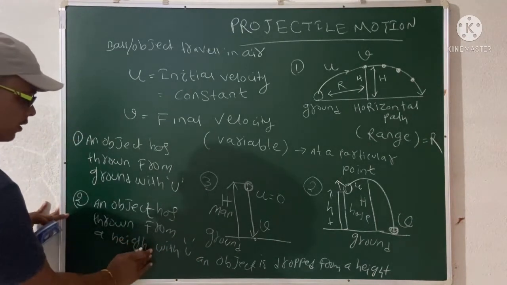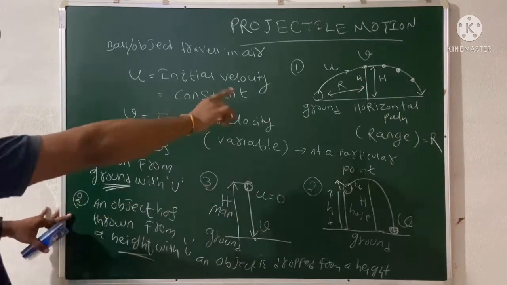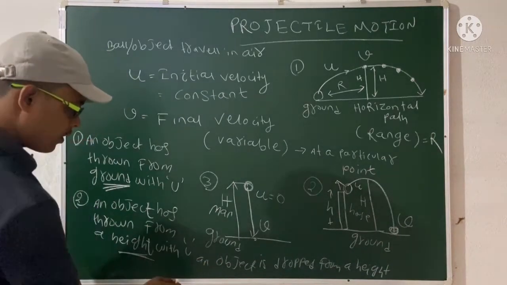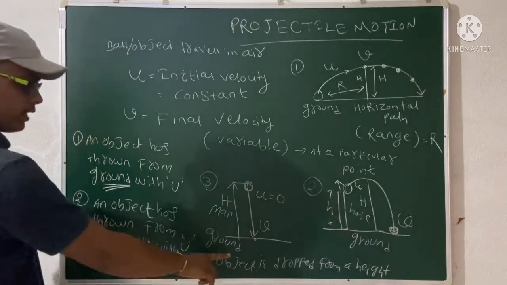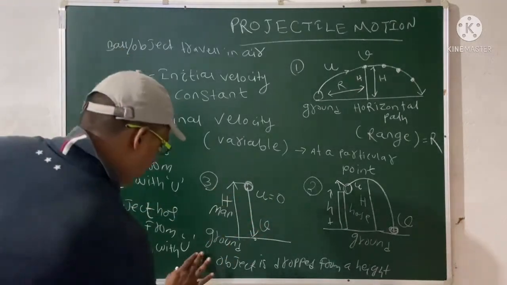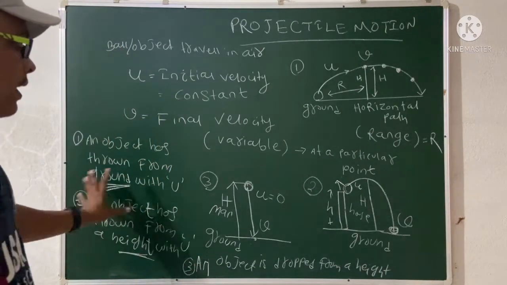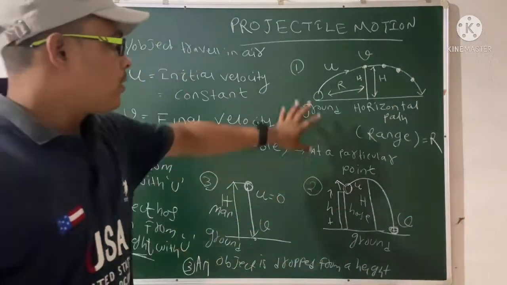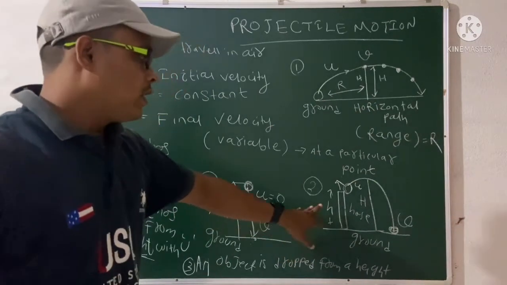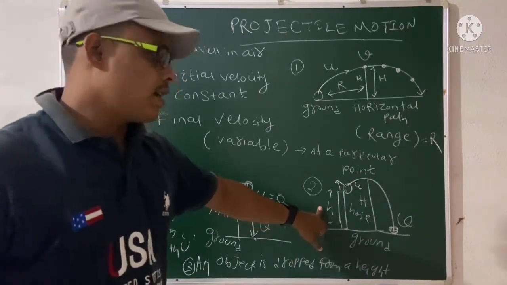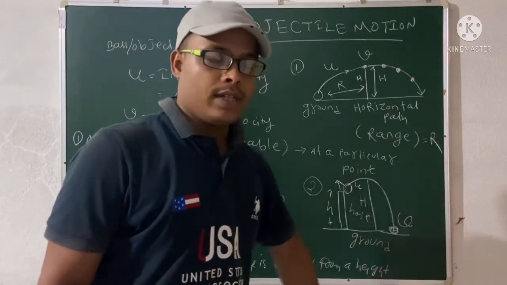The second case is that the ball is thrown from a height, but the first was thrown from the ground. And the third one I have written here. So this is the second one and this is the third one: an object is dropped from a height. The first case is the object thrown from the ground. Here the initial height is 0, but this is the maximum height. But in this case the initial height is h, which is constant, that is the height of the wall. Then it is thrown upward and after some time it will reach the ground.